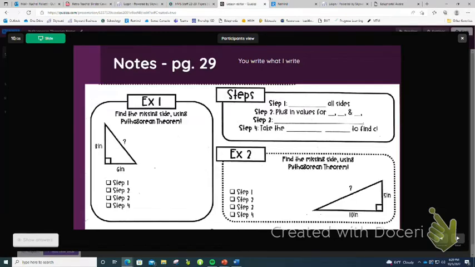So we're back on our notes, and now we're actually going to use the Pythagorean theorem to find a missing side length on a right triangle. And we're going to use the following steps. Step 1 is to label all sides. That means we're going to label A, B, and C. Then we're going to plug in the values for A, B, and C to the formula.